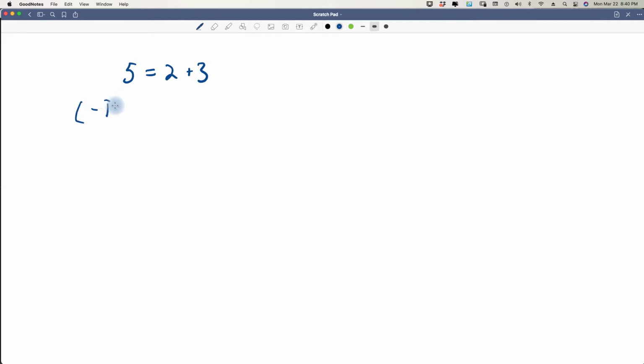And we would get -1 times 5, and then we would say -1 times 2, and -1 times 3. Okay, we'd get -5 equals -2 minus 3. That's still a true statement because it is equal. They're equal on either side. So as long as you do the same thing on one side, you get the same answer on the other side. And that is always going to be true for an equation, which is just a statement with an equal sign and two sides to balance.